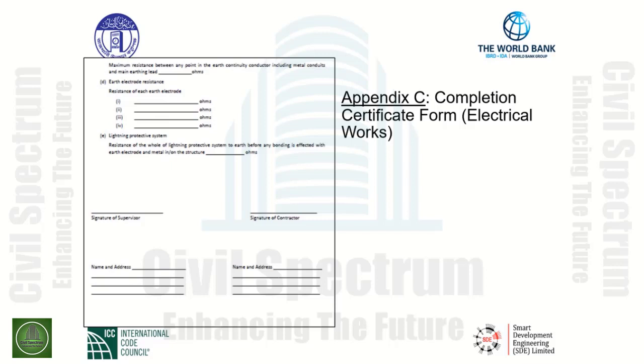Last, the signature of the supervisor is required, name and address below, and the signature of contractor is required, name and address below. This would complete the certificate form for the electrical works.